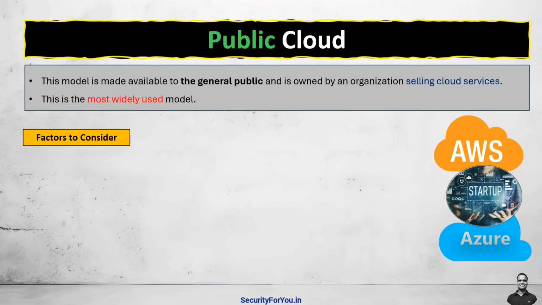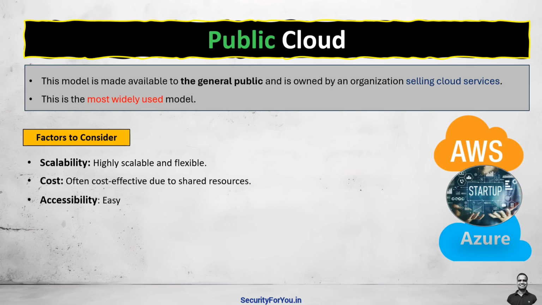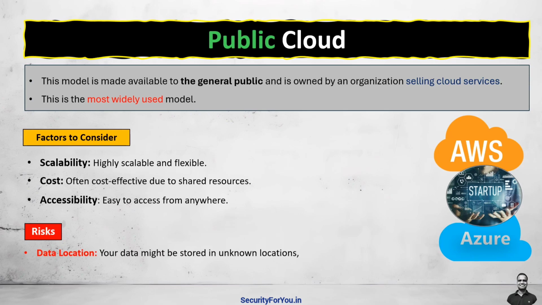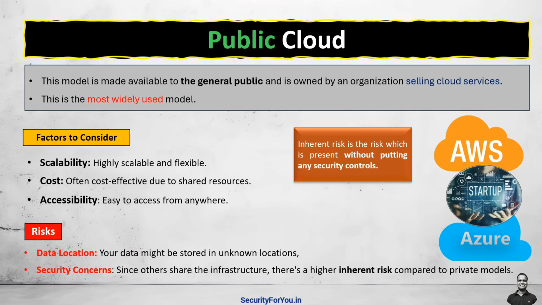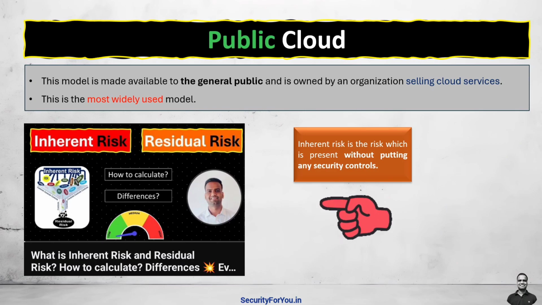Factors to consider are scalability. It is highly scalable and flexible, often cost effective due to shared resources. Some of the risks of public cloud are your data might be stored in unknown locations, and security concerns. Since others share the infrastructure, there is a higher inherent risk compared to private models. And inherent risk is the risk which is present without putting any security controls. I have discussed more in detail about inherent risk and residual risk in my earlier video and how to calculate it, which you can go and watch for better understanding.